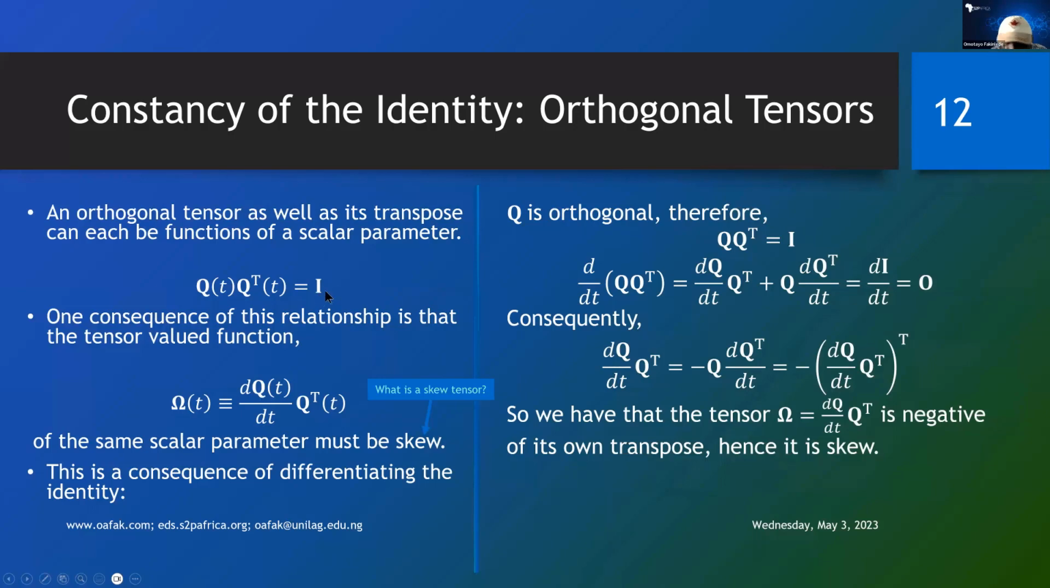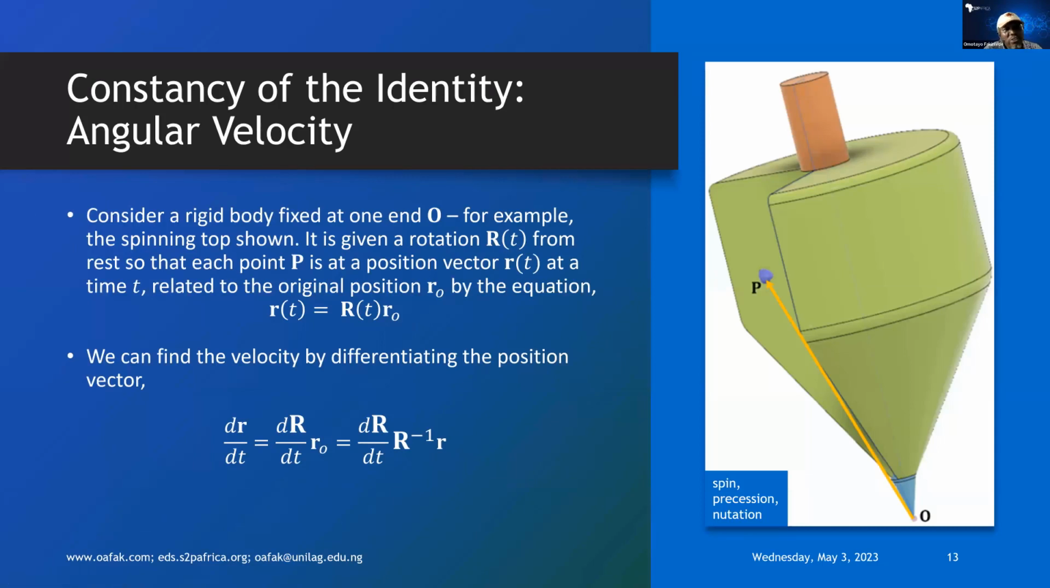fact that the identity tensor is a constant tensor. Constancy of the identity, we are going to now define what is an angular velocity. We are going to see what angular velocity is, and this is the most rigorous definition of angular velocity you can get. Consider a rigid body fixed at one end, for example, the spinning top. It is given a rotation R(t) from rest. Giving it a rotation R(t) is the same thing as operating the tensor R on its original location, which will vary from point to point.